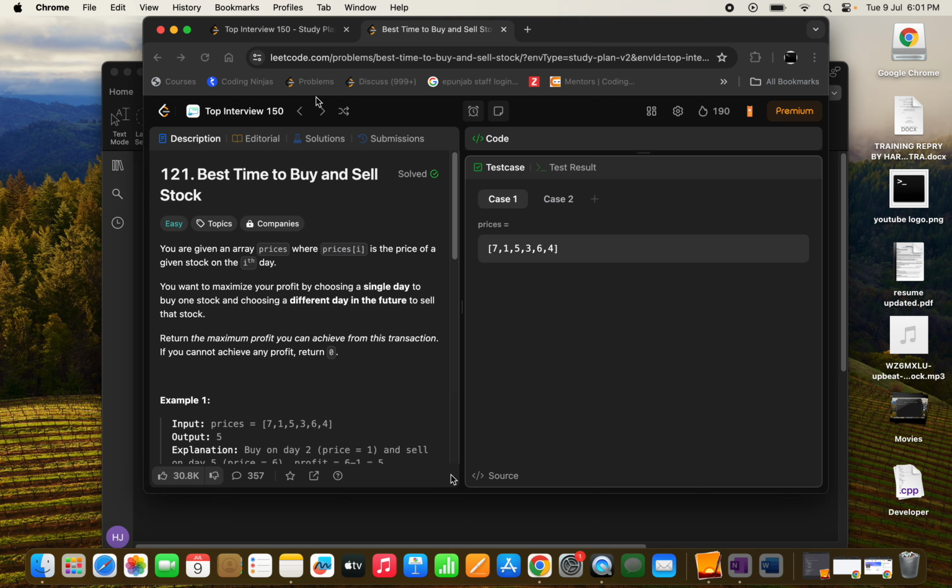We are given an array prices where prices[i] is the price of the given stock on the ith day. You want to maximize your profit by choosing a single day to buy one stock and choosing a different day in the future to sell that stock. Return the maximum profit that you can achieve from this transaction. If you cannot achieve any profit, return 0.